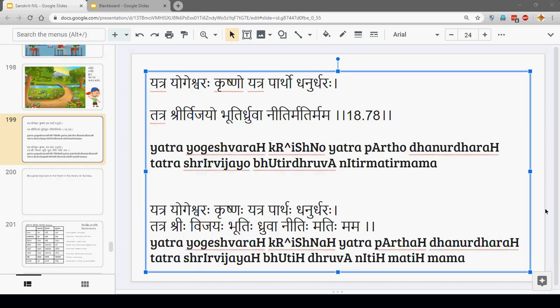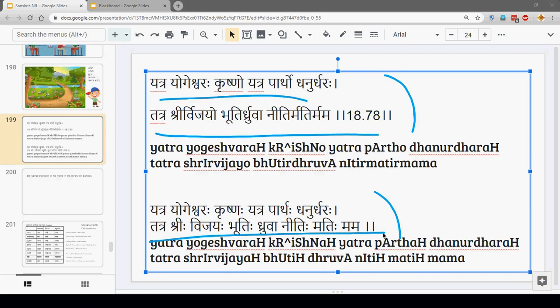Okay, so this shloka is picked up from the Bhagavad Gita, chapter 18, verse 78. On the top is the original shloka, and here is the same shloka, but there are some sandhis happening here, and the words are separated here.